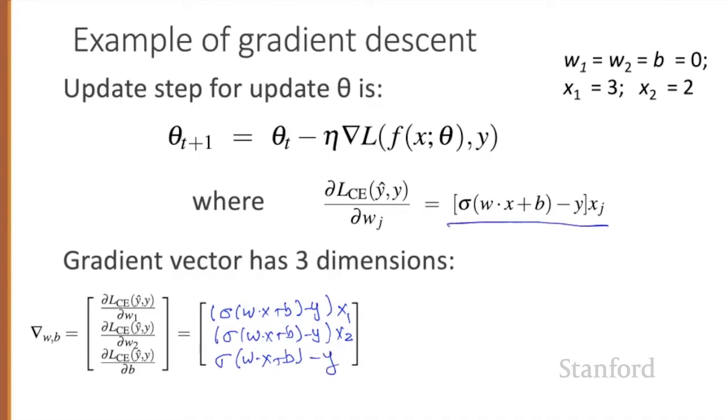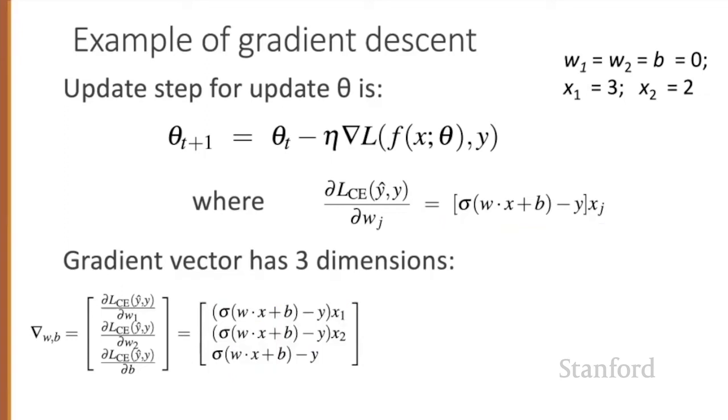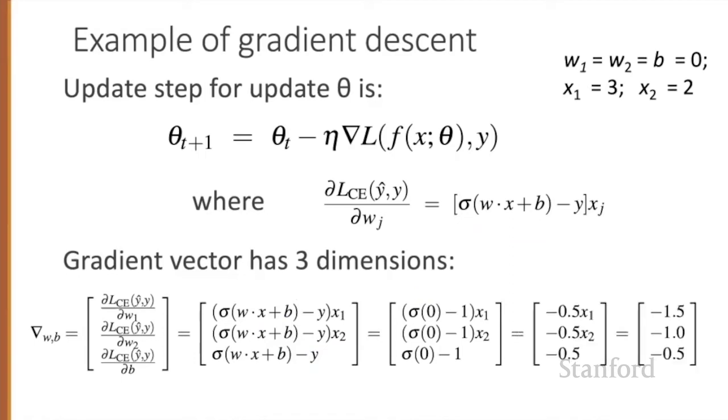Here, I've just taken the values from the pre-computed derivative. And now, what is Wx plus B in our initial values? It's going to be 0. What is our true y? It's 1. So we're going to have sigma of 0 minus 1. What is sigma of 0? It's 0.5. So we end up with a negative 0.5 x1, a negative 0.5 x2, and a negative 0.5 for the bias. So our final gradient vector with respect to W comma B is this vector.